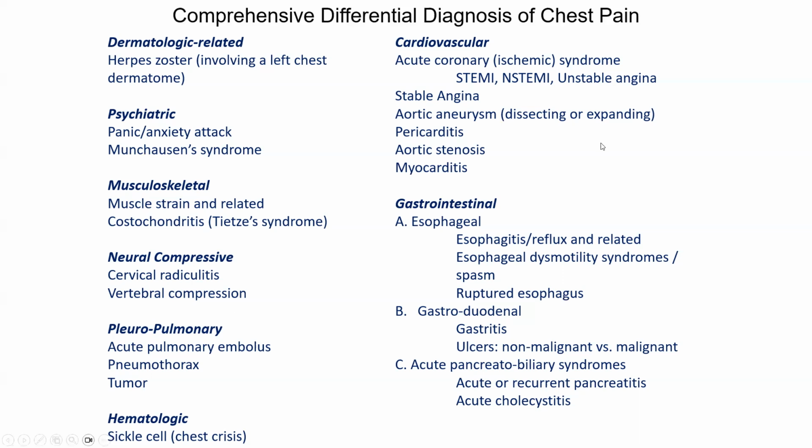Today, we're really going to focus on cardiovascular chest pain, since I'm a cardiologist. That's what we're really going to be focusing on today. But you just have to make sure when you're approaching someone with chest pain, you come up with a wide differential.